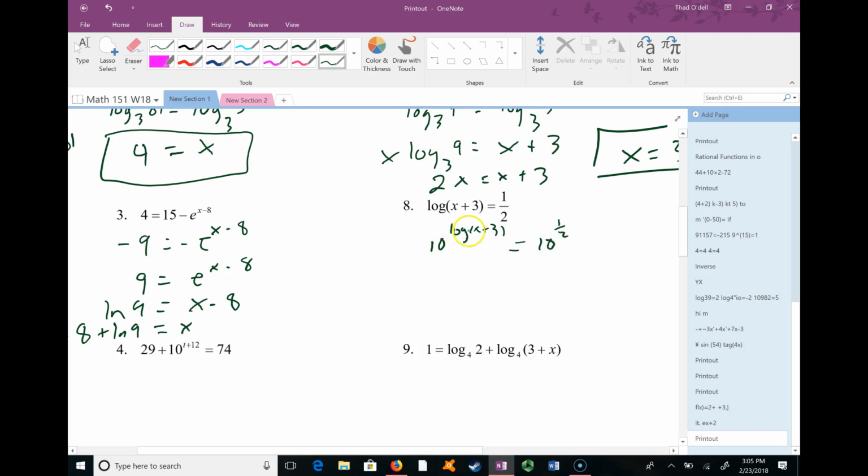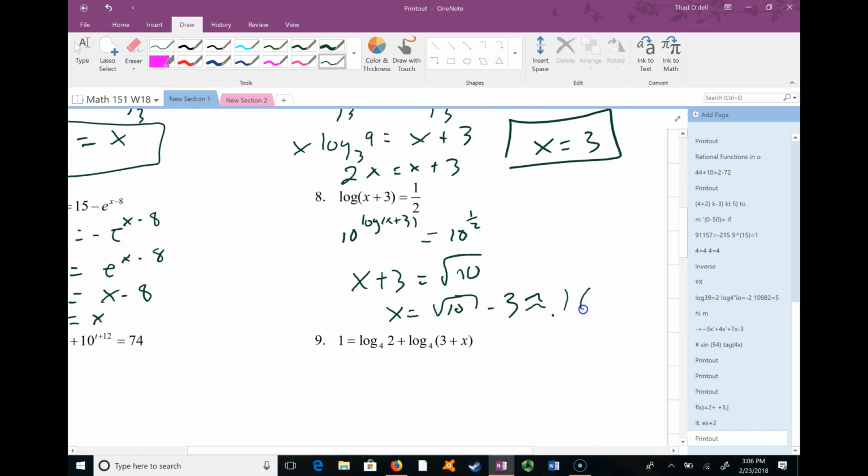Of course, 10 raised to the power of log base 10 cancel each other out, so this is just x plus 3, and this is the square root of 10, because 1/2 power means square root. Subtract 3 from both sides, and I get x is equal to the square root of 10 minus 3. And again, I can throw that in my calculator and get an approximation, although this is a decent answer the way it is. So square root of 10 minus 3 equals approximately 0.162.